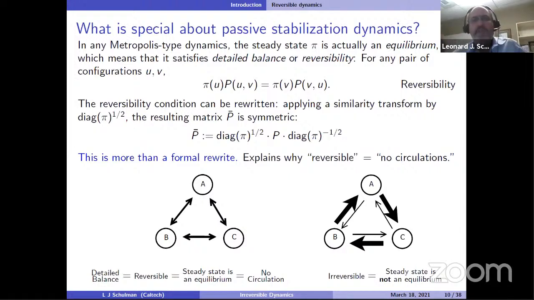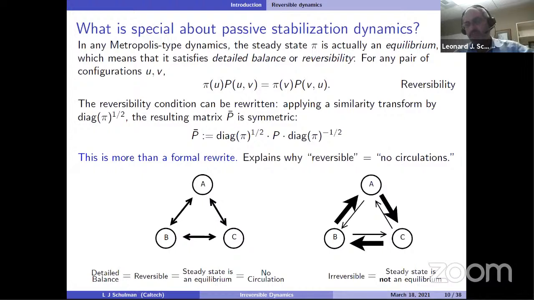You take any two states, U and V. Pi of U is the steady state probability. Pi of U times the conditional probability of going from U to V is equal to pi of V times the conditional probability of going from V to U. In some sense, the flow across this edge is the same in both directions. That's what it means to be reversible. That's what it means to be in detailed balance. And the word reversible is being used here in a very different sense from what it means in thermodynamics or something.